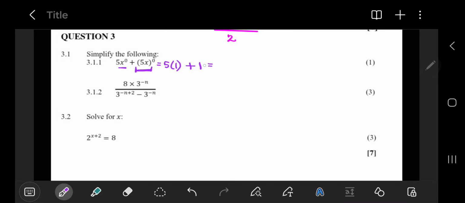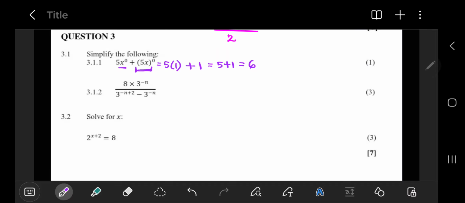Now to simplify this, 5 times 1 is 5. So we have 5 plus 1, and 5 plus 1 is 6. It was only 1 mark, so I actually prefer when you show your working out so you understand what you're doing and what rules you are applying. But it was probably 1 mark just for the final answer.